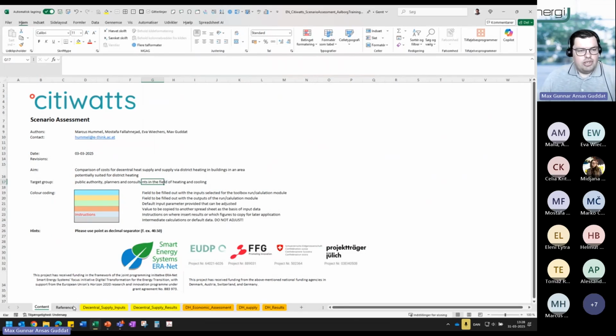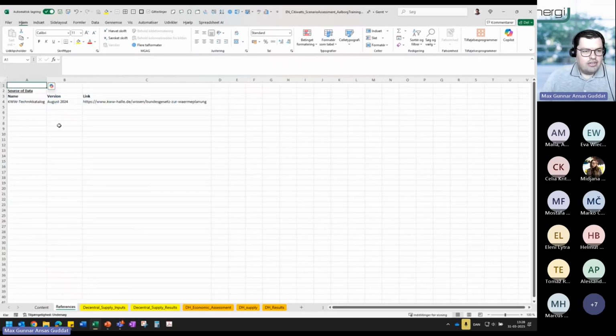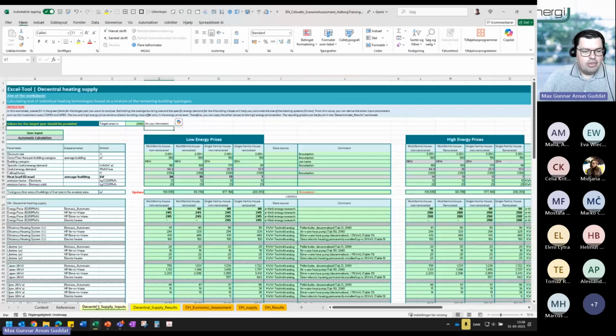Moving on in this spreadsheet, we also have a little list of references. That's not that relevant. I will explain the one reference that we're highlighting here. Coming to our first tab with data, that would be our decentral supply inputs. Again, we want to calculate the reference price for heating, basically to find out what level of cost is reasonable to use. Mustafa Falenjat will show you later today in the economic assessment for district heating how we then apply this.